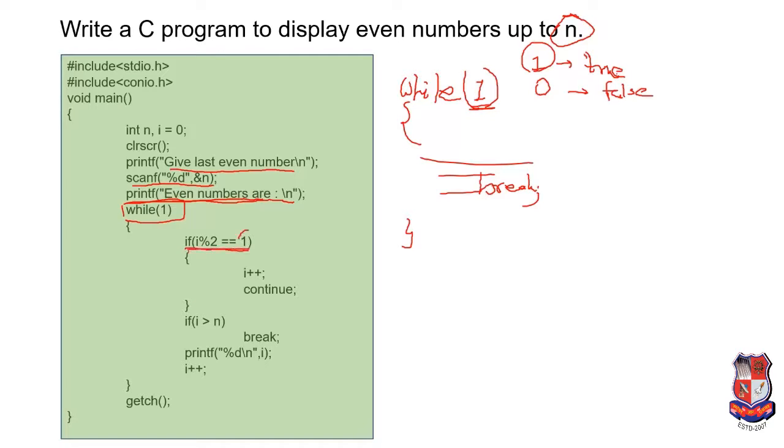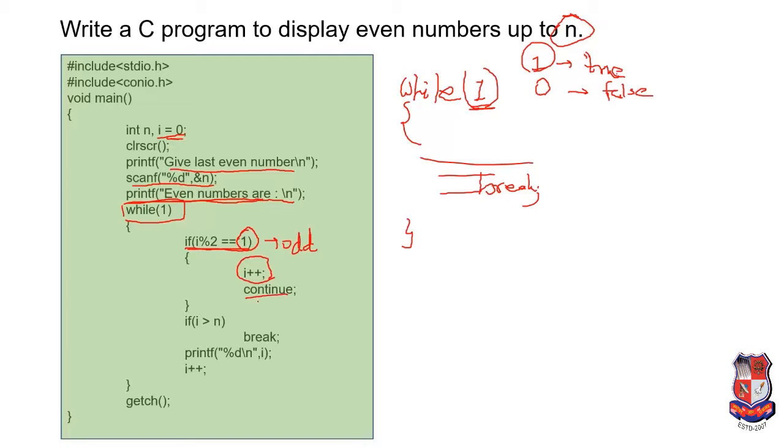Inside the body of the loop I'm writing: if i modulo 2 equals 1. I'm not using 0 over here. So 1 means it will be an odd number. If I'm using 0 over here, it will be an even number. If it is an odd number, I just increment the control variable, i. I already use i over here. I just increase the value of i, so in the next iteration the new value of i will be used.